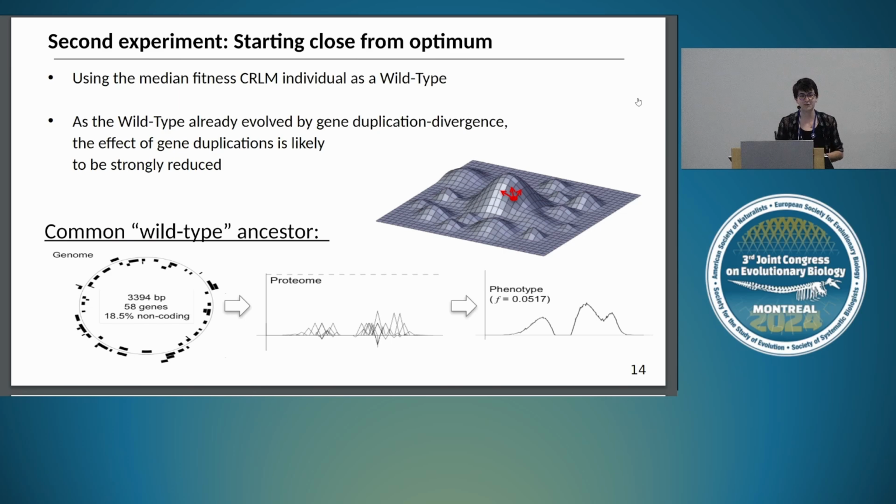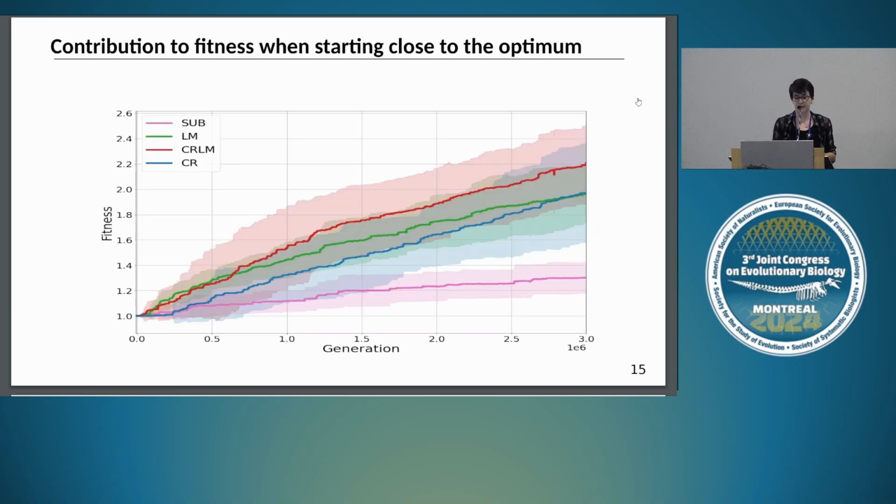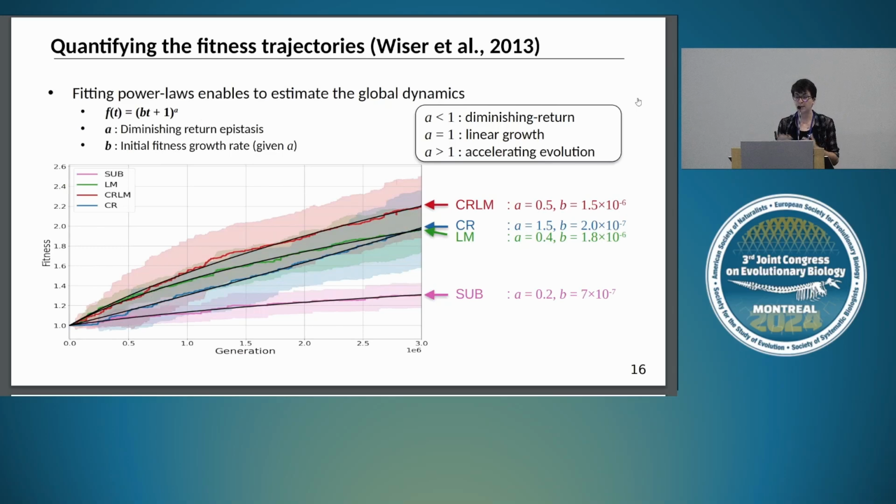So as to not cheat, we try to start closer to the optimum by having pre-evolved individuals who already have a fully developed set of genes. And so we expect the effect of gene duplication to be strongly reduced here. So again, we try the 4 different types of mutational scenarios. And here, if we look again at fitness across time, well, having only point mutations is not great, but otherwise it's harder to distinguish the effect of our 4 mutational scenarios. And so to do that, we applied the methodology from Visa, and we fitted power laws to our fitness to try to better understand the dynamics.